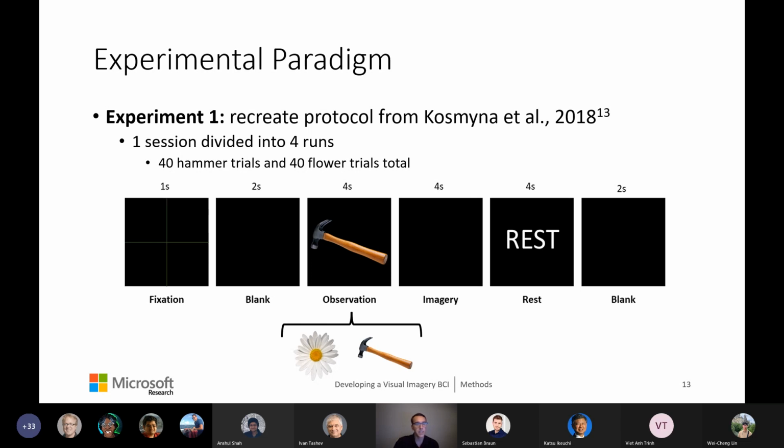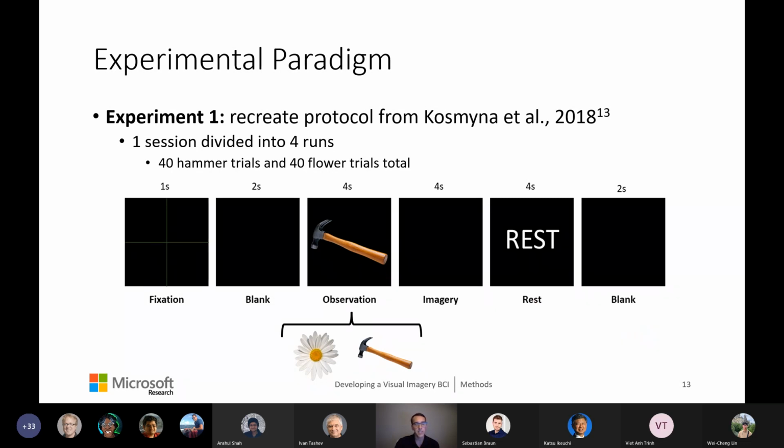Just as a reminder, this paradigm had first a fixation cross appear for a period of 1 second, a blank screen for 2 seconds, and an image would pop up for 4 seconds, and the participant would be asked to just attend to the stimulus and focus on the features of it. We had 2 different classes of images, a flower and a hammer. So it was always the same flower, always the same hammer throughout the experiment, just in a random order. Once they focused on it for 4 seconds, the image would disappear and they'd be asked to imagine that stimulus that they just saw. There'd be a rest period for 4 seconds, a blank screen, and that would repeat.